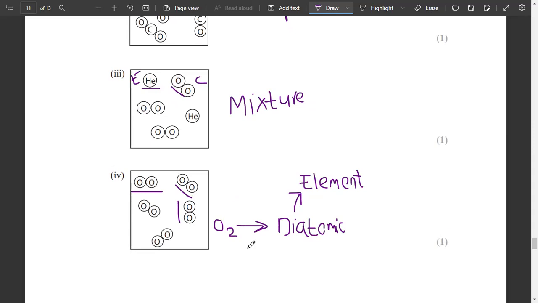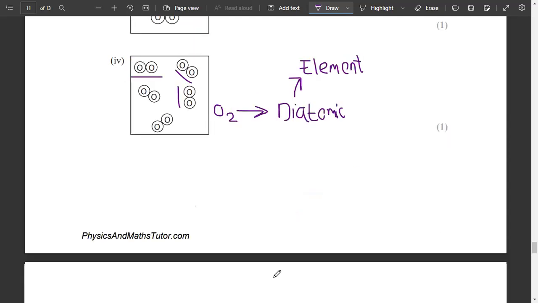Remember that. आपको 7 diatomic elements हैं. You have H2 hydrogen, O2 oxygen, N2 nitrogen, F2 fluorine, Cl2 chlorine, Br2 bromine, and I2 iodine. These are your 7 basic diatomic elements in the whole periodic table.